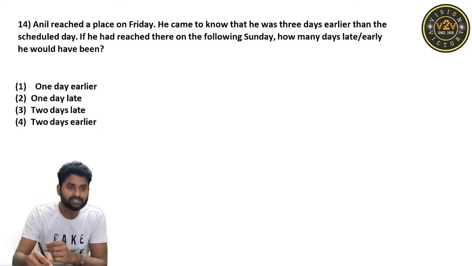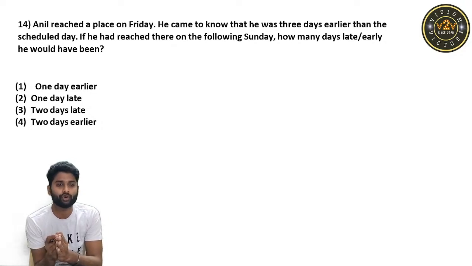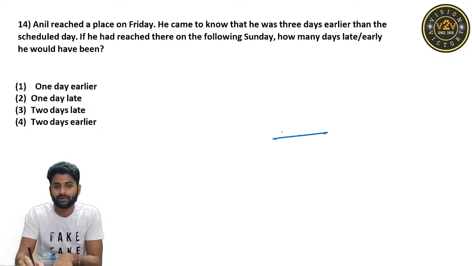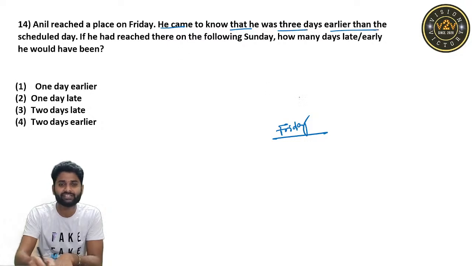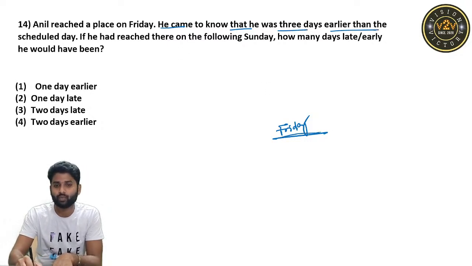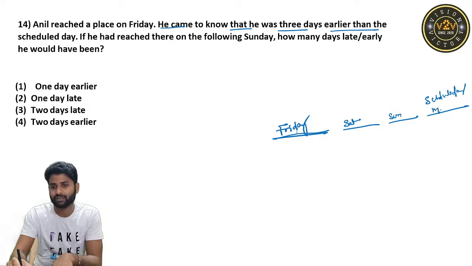Now see the statement: Anil reached a place on Friday. He came to know that he was 3 days earlier than the scheduled day. 3 days earlier: one, two, three. And this is the scheduled day. Let's take that this is Friday, so definitely this is Saturday and Sunday, and the scheduled day is on Monday.